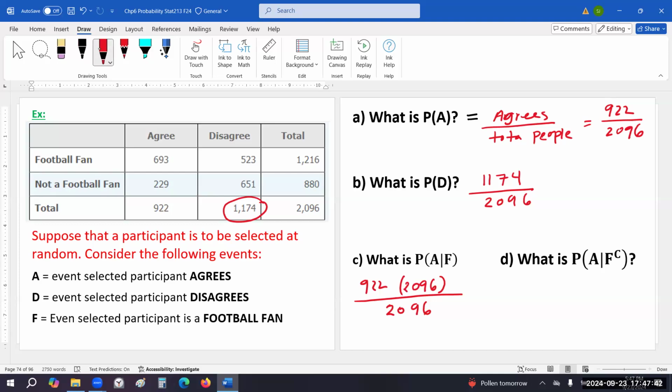When we cancel 2096, 2095, 922. What's the root of the probability? It has to be between which two numbers? 0 and 1. But what's the probability you got? 922. Your idea is okay. You're going in the right track. I think you're missing.